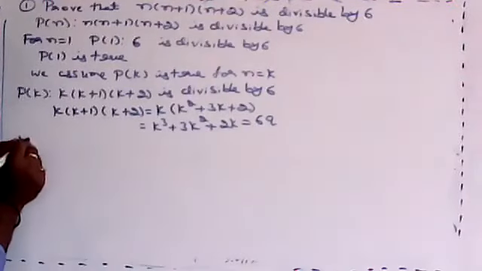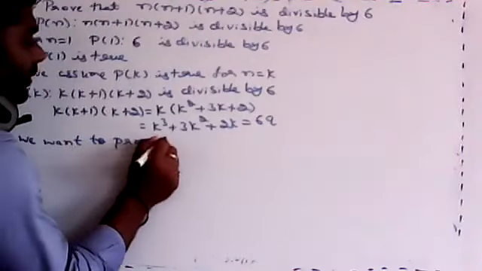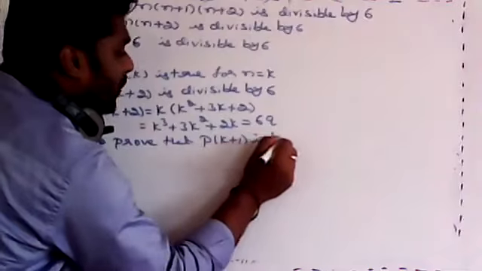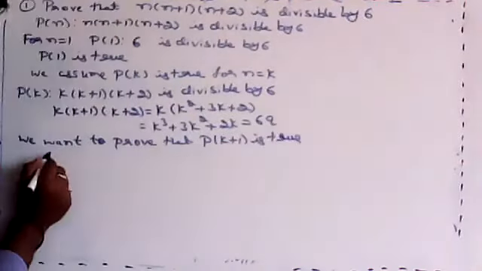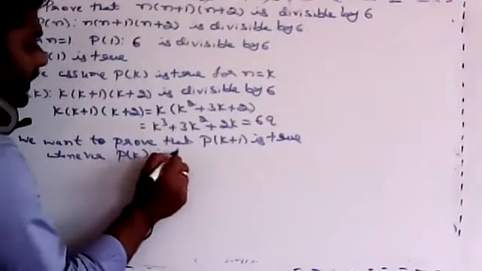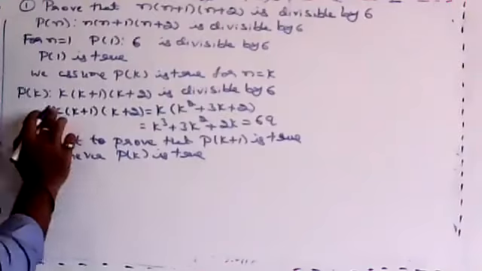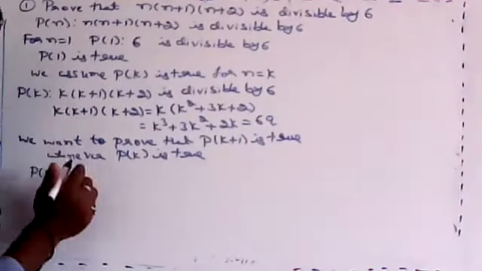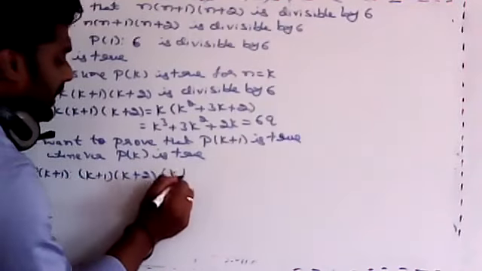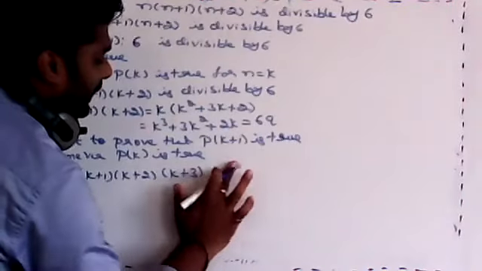Now we want to prove that P of k plus 1 is true whenever P of k is true. So what we get P of k plus 1 as here? Just replace k by k plus 1. So k plus 1 into k plus 2 into k plus 3 is also divisible by 6. We have to prove, correct? I'll continue here only.